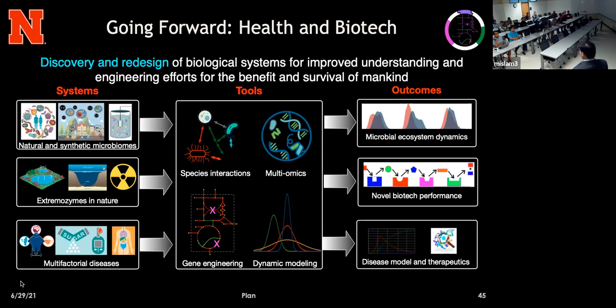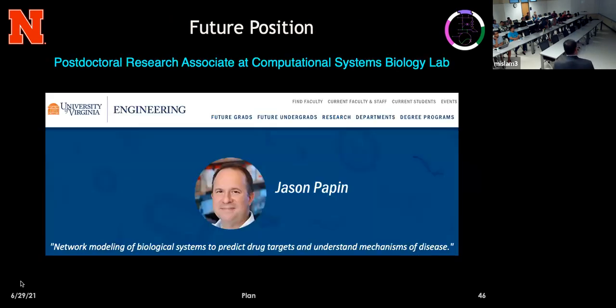Now, with all these ideas in my head, I'm going to join Professor Coppin at the University of Virginia as a postdoctoral research associate very soon. And I'll look at network modeling of biological systems to predict drug targets and also understand the disease mechanisms.